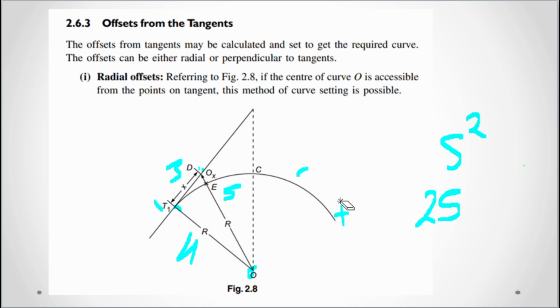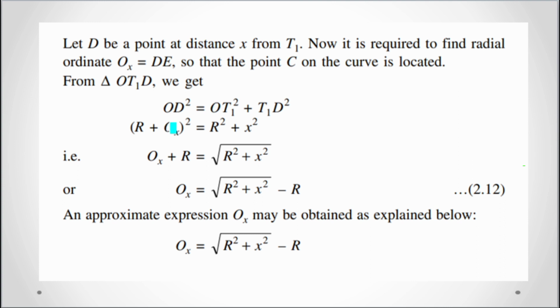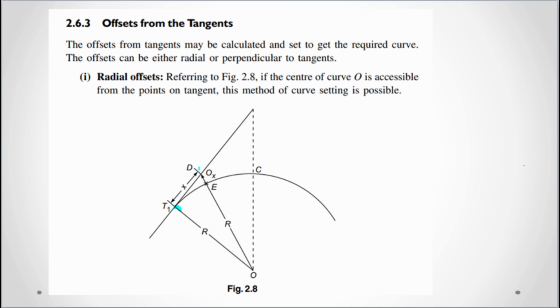That is the concept we are using to find the distance we are looking for in our diagram. So let's go ahead. OD squared is equal to OT1 squared plus T1D squared. These are the distances on the right angle there. Then the distance OD squared on our diagram will be R, the distance from O to where our point is.